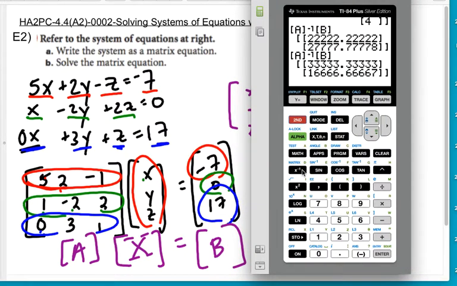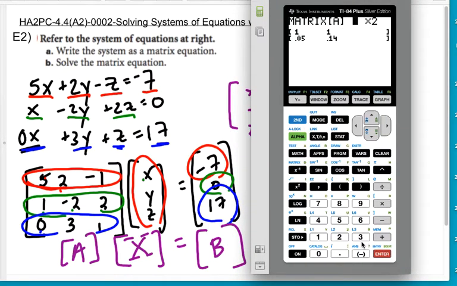So I go to second matrix. I go over to edit, I pick A, it's now a 3 by 3. It's a 5, a 2, and a negative 1. A 1, a negative 2, and a 2. A 0, a 3, and a 1, right? And then I double check it's right before you quit out, right? So 5, 2, negative 1, 1, negative 2, 2, 0, 3, 1, and then you quit out, right?